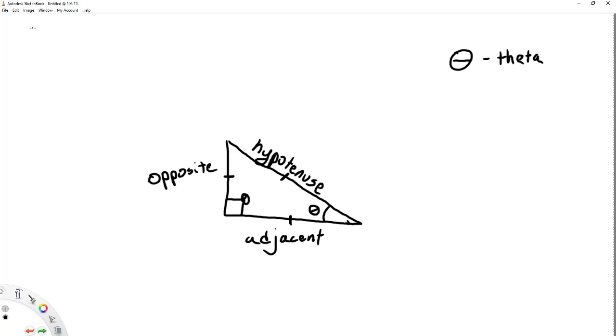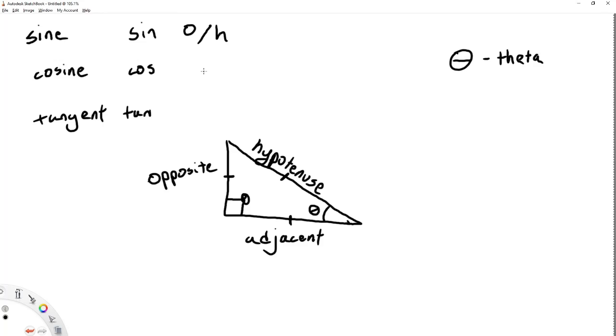These main functions are known as sine, cosine, and tangent. And you'll usually be seeing them written as shown right here. And basically each one of these functions has a specific equation. And the equation is based off the parts of the triangle, the opposite, adjacent, and hypotenuse. And so the equation for sine is opposite divided by hypotenuse, so we can just write it as this. The equation for cosine is adjacent divided by hypotenuse. And the equation for tangent is opposite divided by adjacent.